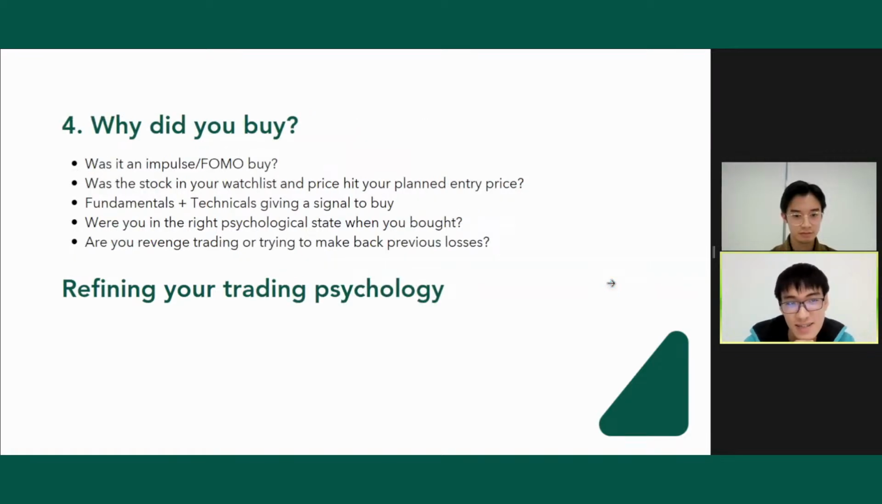So next, why did you buy? Was it an impulse or FOMO buy? Basically, when you buy a stock, it should be part of your watch list, and you should already have a trade plan for it. If it's neither, if it wasn't in your watch list or you didn't have a trade plan, then you shouldn't have traded it, right? So that's something you have to think about.